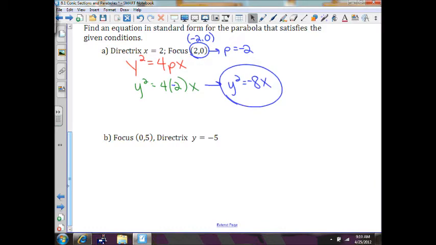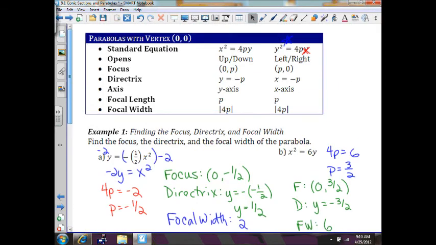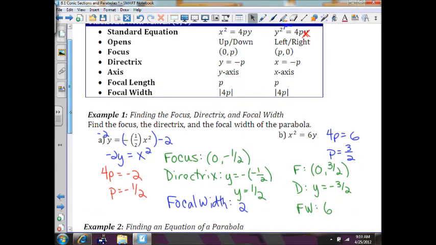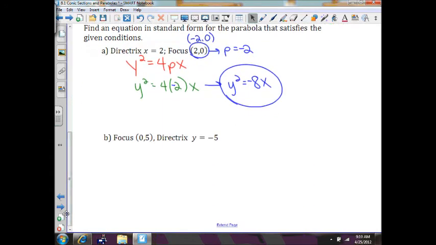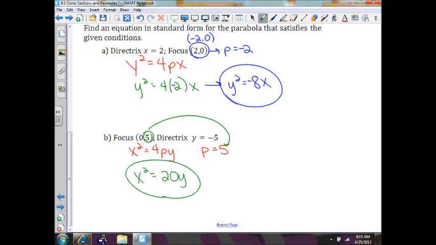Now if we look at B, it says focus is (0, 5), directrix is y equals negative 5. Because the directrix is y equals negative 5, we're going to use the left-hand side of our column, x squared equals 4py. Our p-value is 5. This should make it nice and easy. Our p-value comes from right here. So x squared is equal to 20y. That will be my equation.